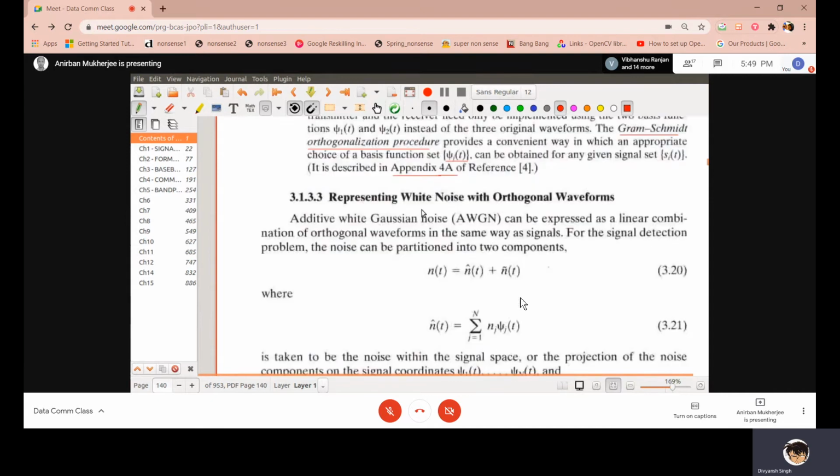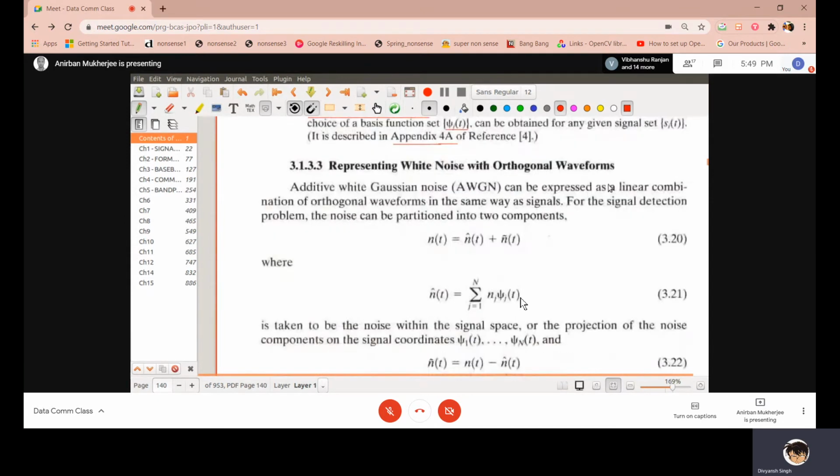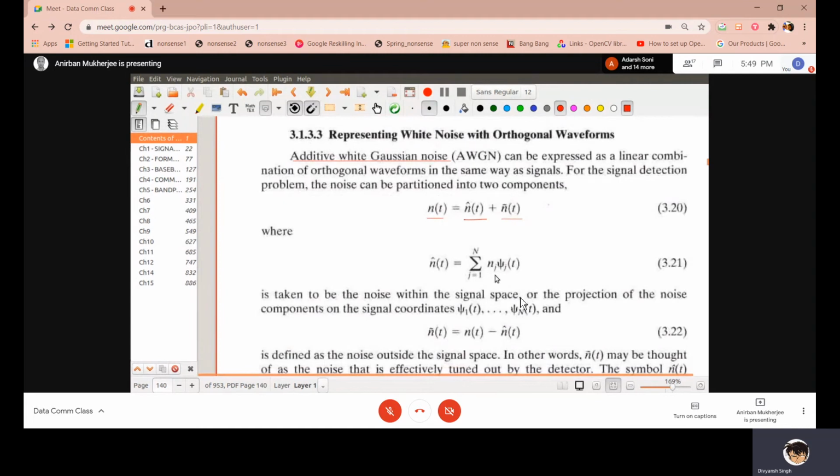Now next is representing white noise with orthogonal waveforms. That means the additive white Gaussian noise. Why are we defining additive white? Because it is easy to analyze. Okay. And then what I am doing is that noise can be partitioned into two components. N(t) is n hat t and n tilde t, where n hat t I am just representing in some signal space. Okay, that means I have taken the noise within the signal space, or the projection of the noise component, on the signal space Psi1t and Psi2t. And this n tilde is basically not in that space.